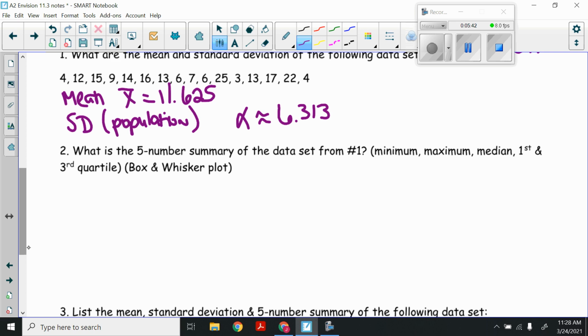Right, so number 2, it's asking me what is the 5-number summary of the data set from number 1. The 5-number summary includes the minimum, the maximum, the median, the first and third quartile. Remember, first and third quartiles come from box and whisker plots. Okay, so the very first thing you want to do is put them in order. So put data in order first.